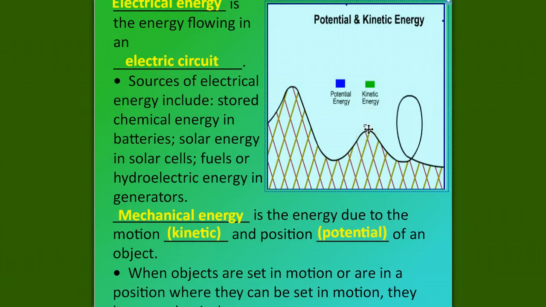Now you're at the top, potential. Now you're going down, kinetic. Now you're at the bottom, potential. Now you're going up, kinetic. You're upside down at the top, potential. Now you're swirling down, kinetic. Do you understand that potential and kinetic energy are always changing due to the motion and position of an object? Mechanical energy is any energy involved with motion or position.